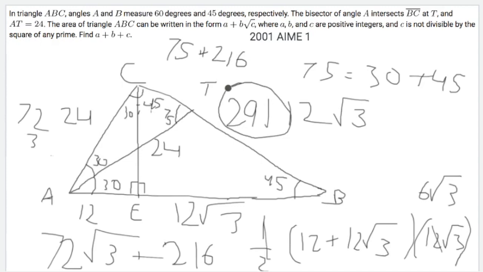Now I hope this video helped you understand the concept of 30, 60, 90 triangles and how, if you don't see 30, 60, 90 triangles, you make 30, 60, 90 triangles.